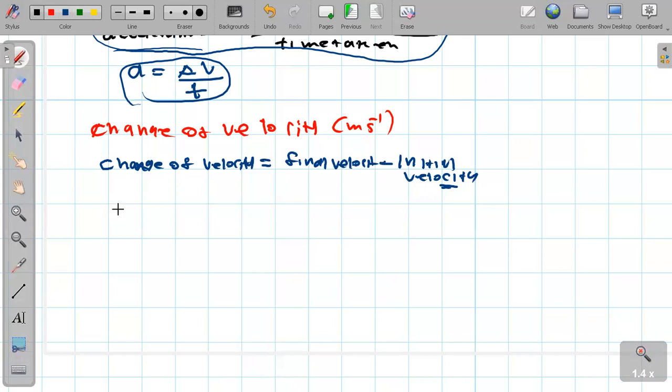So we can write this in equation form. Delta V is equal to final velocity in terms of V, minus initial velocity in terms of U.